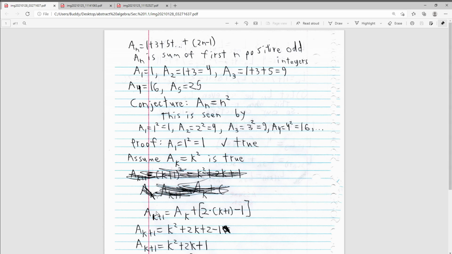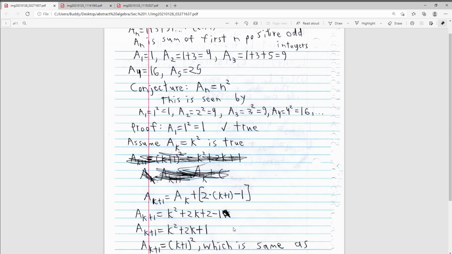Then we have to prove a_(k+1). So a_(k+1) is equal to a_k plus, in brackets, 2 times (k+1) minus 1, because of 2n minus 1. Basically this is 1 plus 3 plus 5, eventually plus a_k, which gives a_(k+1). Then a_(k+1) is equal to k squared plus 2k plus 2 minus 1. So a_k here becomes k squared, because we're assuming that's true.